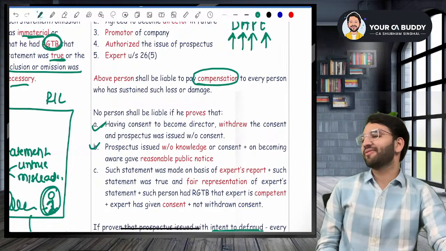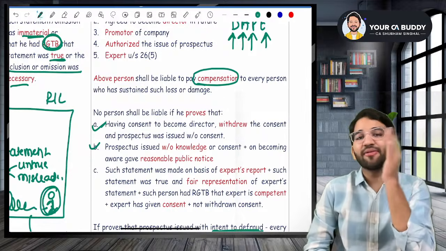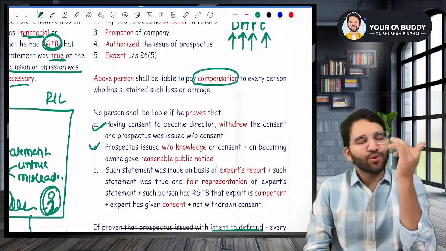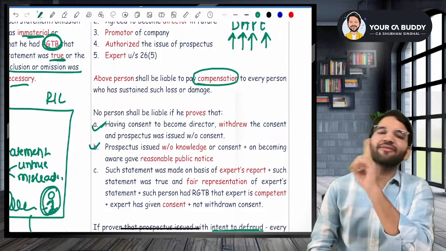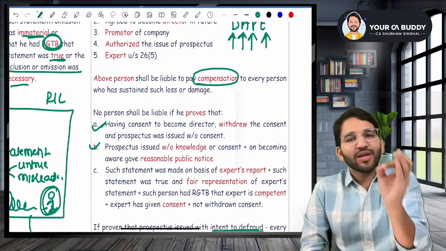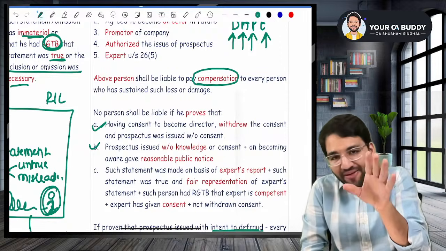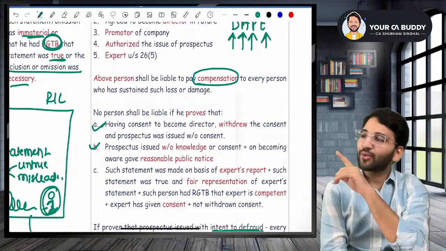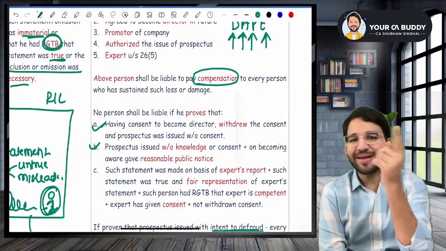This is section number 35. Sir, what is the difference between 34 and 35? 34 is criminal liability, 35 is civil liability. In criminal liability, you are going to jail, you are going to pay the fine. In civil liability, you are going to compensate also. Generally speaking, whenever you have to write an answer on section 35, 34 also gets included automatically. So whenever there is a question regarding these sections, please mention both the sections.